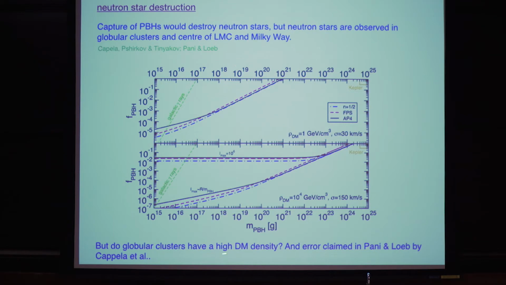My queries here are, do we expect globular clusters to contain dark matter? And then there's also been more subsequent work claiming that there was an error in this calculation, but it's one of those areas that it's very difficult for somebody outside to judge the validity of what's going on. But it would be interesting to hear your opinion on this.